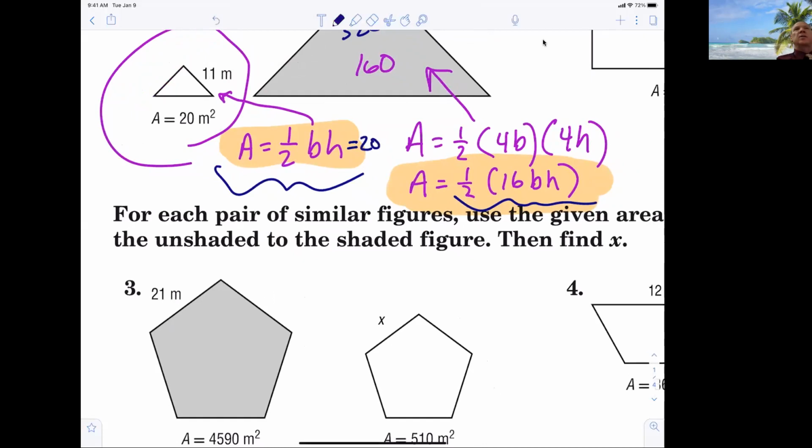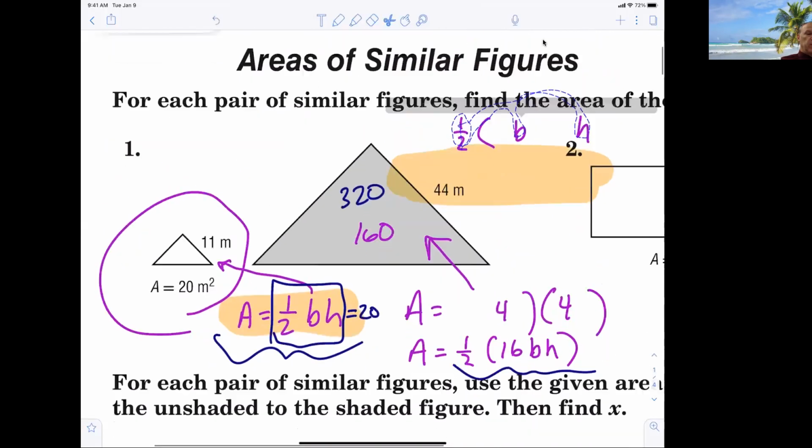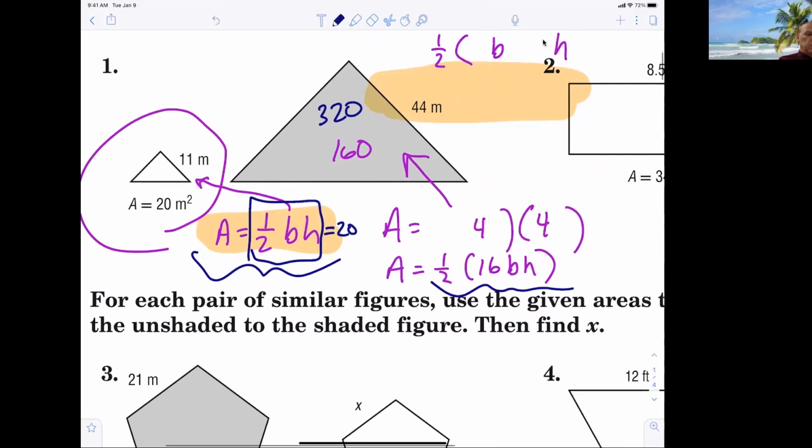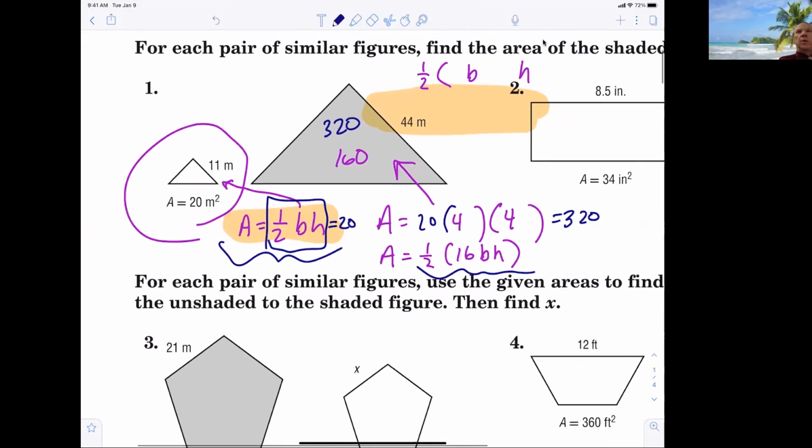Again, every year I say this is so simple, and every year kids don't understand what I'm saying. So what does 1/2 BH equal? Look, 1/2 BH. I'm going to move out of the way. And what am I going to replace that with? 20. 20 times 4 times 4. 320. That's a pretty cool way of thinking about it. All right, does everybody see that? Everybody agrees 1/2 base times height equals 20, right?